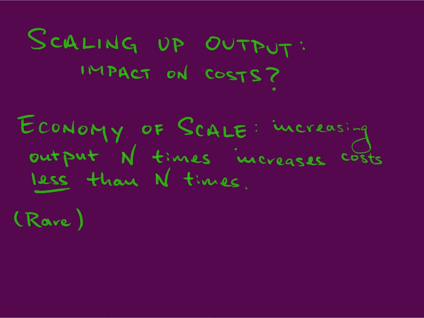We used the phrase economy of scale for a firm that operates at lower average total cost when it increases its output. Formally, the definition of economy of scale is that increasing the output of the firm n times, that can be any number, increases the costs by less than n times. For example, when the firm doubles its output, the costs less than double.